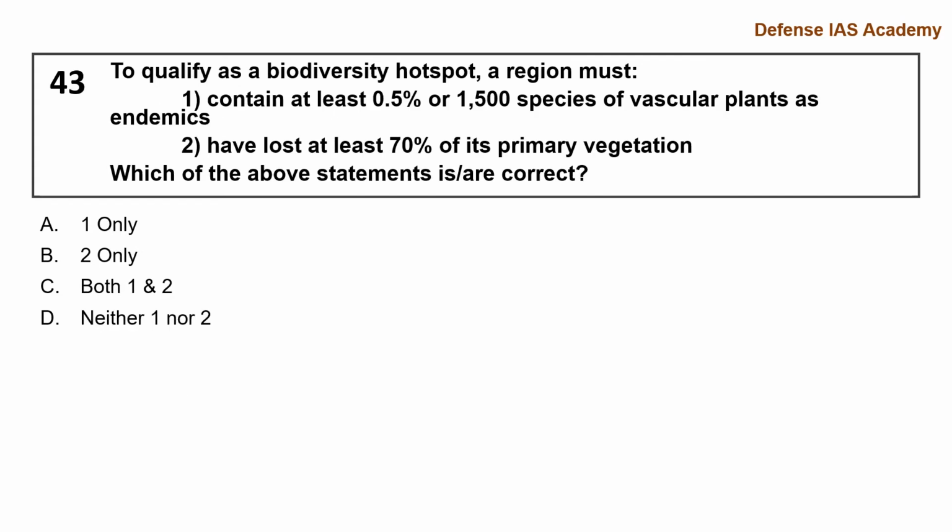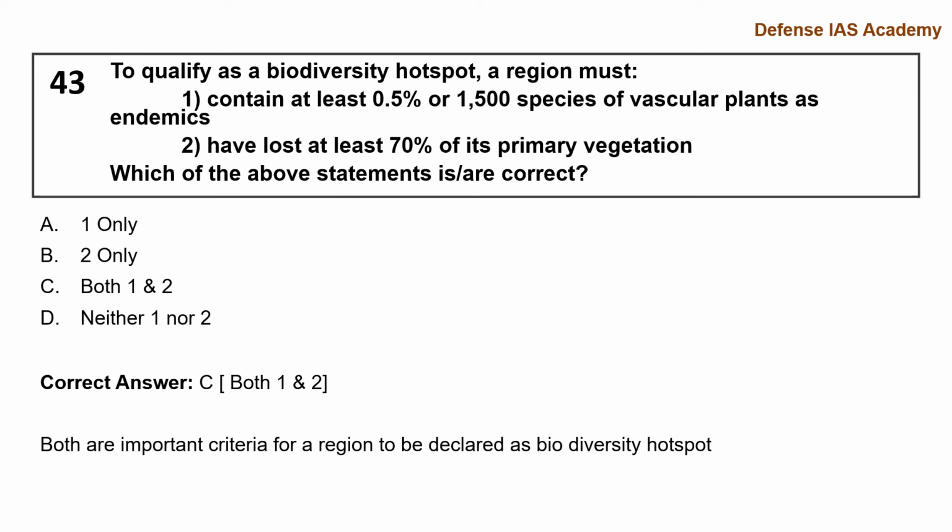Question 43. To qualify as a biodiversity hotspot, a region must 1. Contain at least 0.5% or 1500 species of vascular plants as endemics. 2. Have lost at least 70% of its primary vegetation. Which of the above statements are correct? Correct answer is C, both 1 and 2. Both are important criteria for a region to be declared as a biodiversity hotspot.